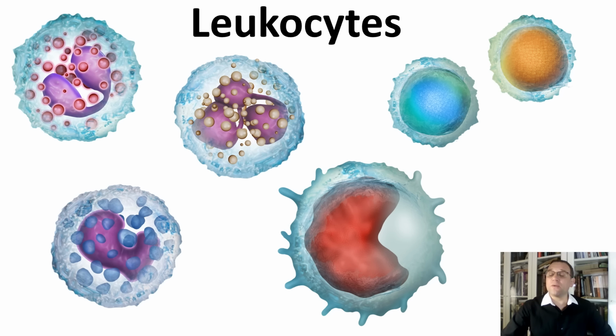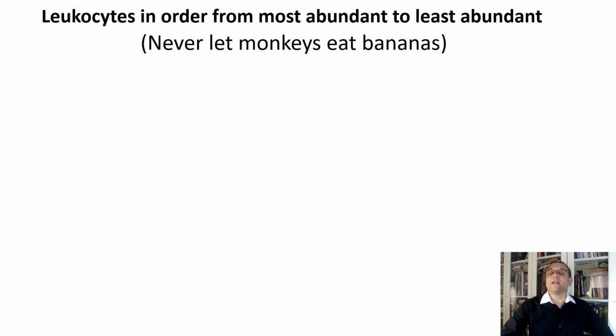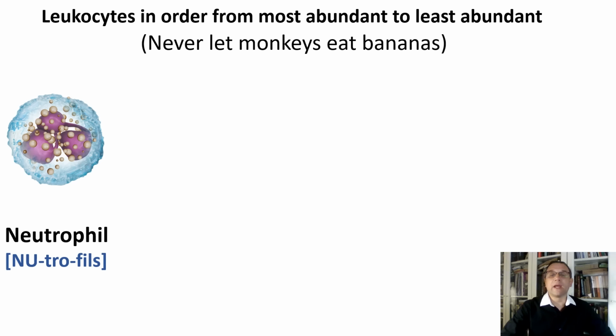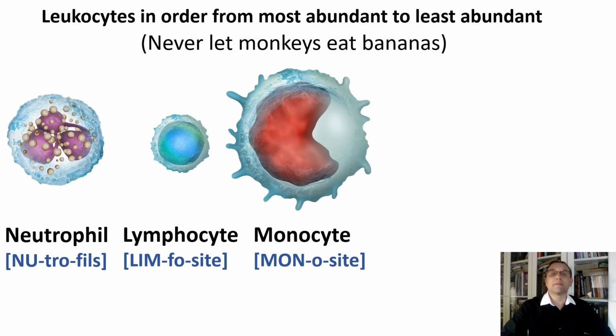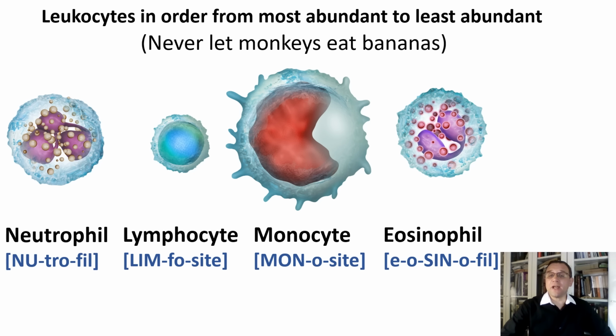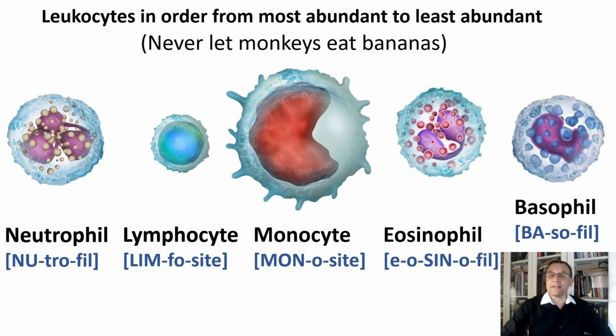There are 5 types of leukocytes. Let's put them in order from most abundant to least abundant. What can help us to do so is a little memory device. Never let monkeys eat bananas. Never stands for neutrophils. Let stands for lymphocytes. Monkey stands for monocytes. Eat stands for eosinophils. And bananas stands for basophils.